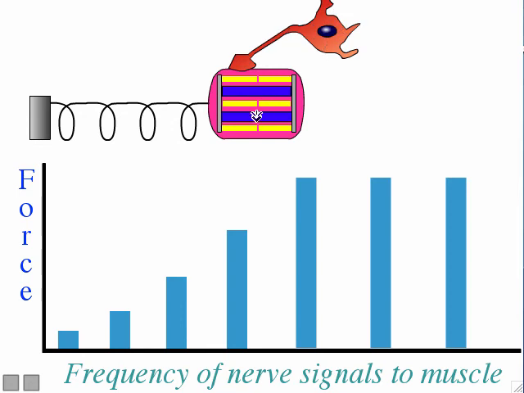The big picture is that, to a degree, a higher frequency of nerve signals to the muscle cell does give you a higher force of contraction. But at some point, the frequency will be high enough so that the sarcomeres are fully contracted, and therefore the skeletal muscle cell is as short as it can get. And above that point, you can have higher frequencies of nerve signals, but that's not going to give any higher strength of contraction because you've already reached the maximum contraction of the sarcomeres.